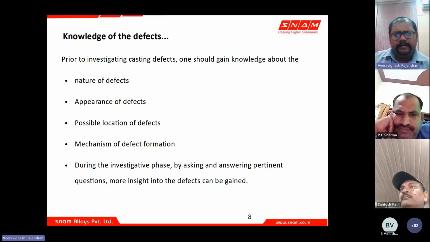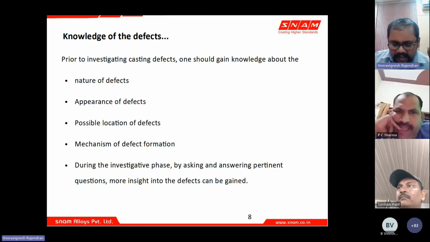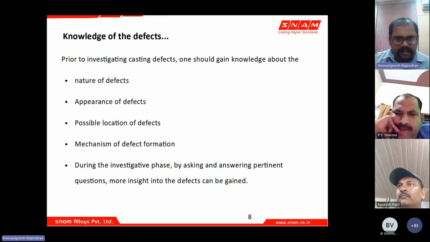Before starting the investigation of a casting defect or any rejections for that matter, you should start understanding the nature of the defect. How does the defect appear? In the sense, it is not just by naked eye. You have different ways of looking at a defect. You can use a magnifying glass, a 20x microscope, or an optical microscope, which can go up to 1000x. You have a scanning electron microscope, which can go up to 1 lakh x. So how does the defect appear?